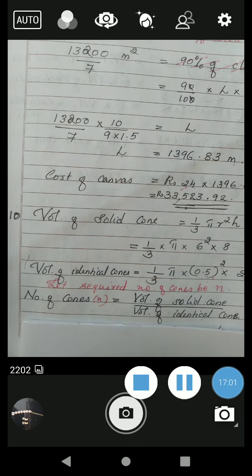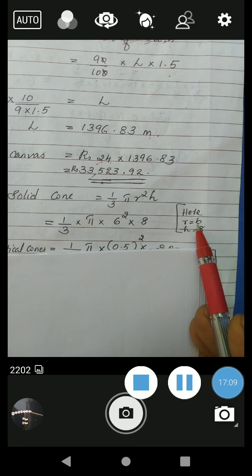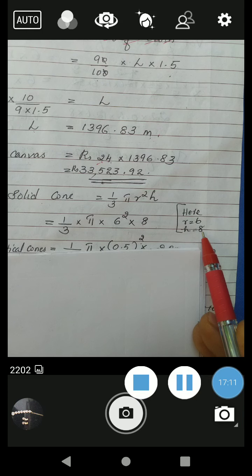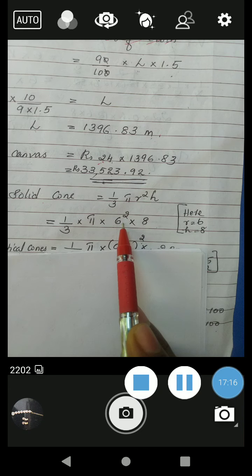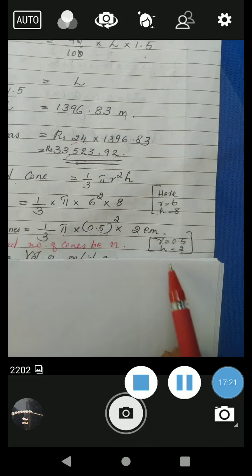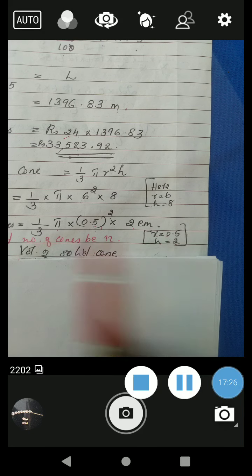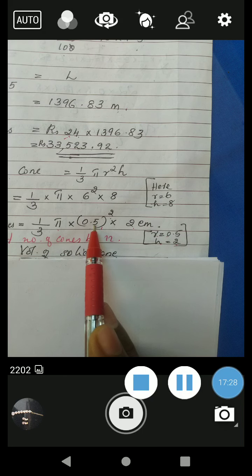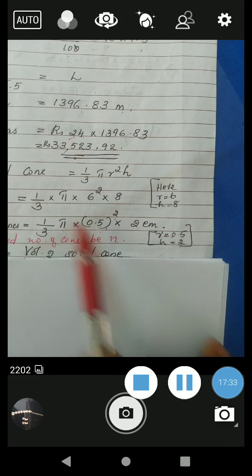So before that we can find volume of solid cone. Volume of solid cone is 1 by 3 pi r square h. Here it is given radius 6 and h is 8. Therefore, substitute values: 1 by 3 pi into 6 square into 8. Volume of identical cones, in that case, radius is 0.5 and h is equal to 2. Substitute values: 1 by 3 pi into 0.5 the whole square into 2. Just write this, just to substitute. At last we can simplify.